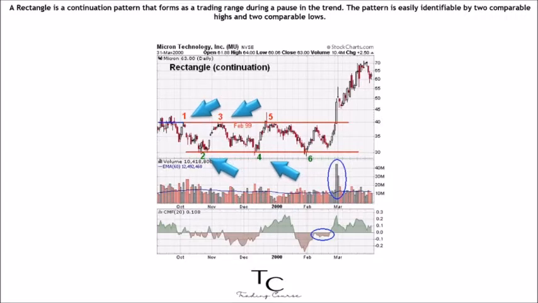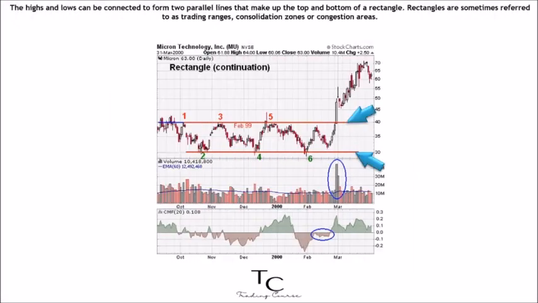A rectangle is a continuation pattern that forms as a trading range during a pause in the trend. The pattern is easily identifiable by two comparable highs and two comparable lows. The highs and lows can be connected to form two parallel lines that make up the top and bottom of a rectangle. Rectangles are sometimes referred to as trading ranges. Consolidation zones are congestion areas.